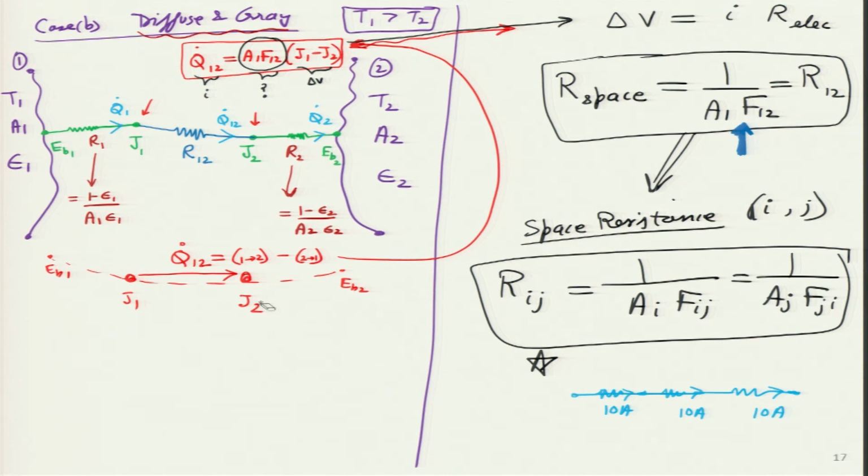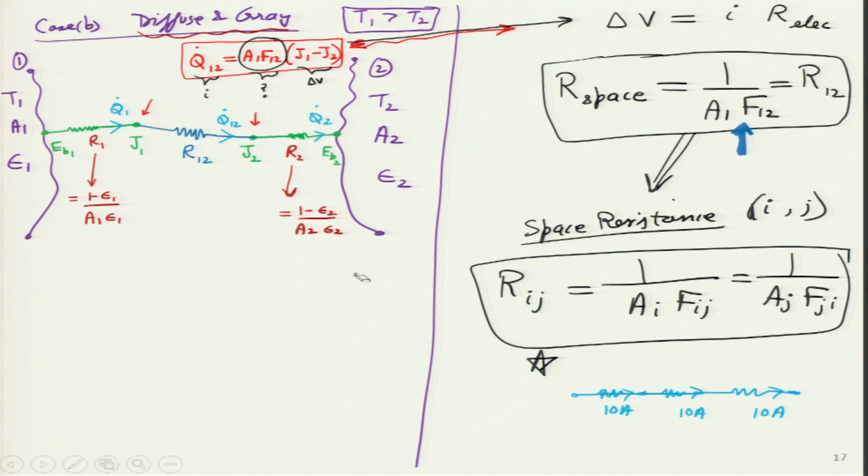Maybe I will erase this part as well. Let me go ahead and erase this part, because this concept is clear to students now. Do not get confused with these q dots. Why? Because it is simply the same current which is passing through over here.